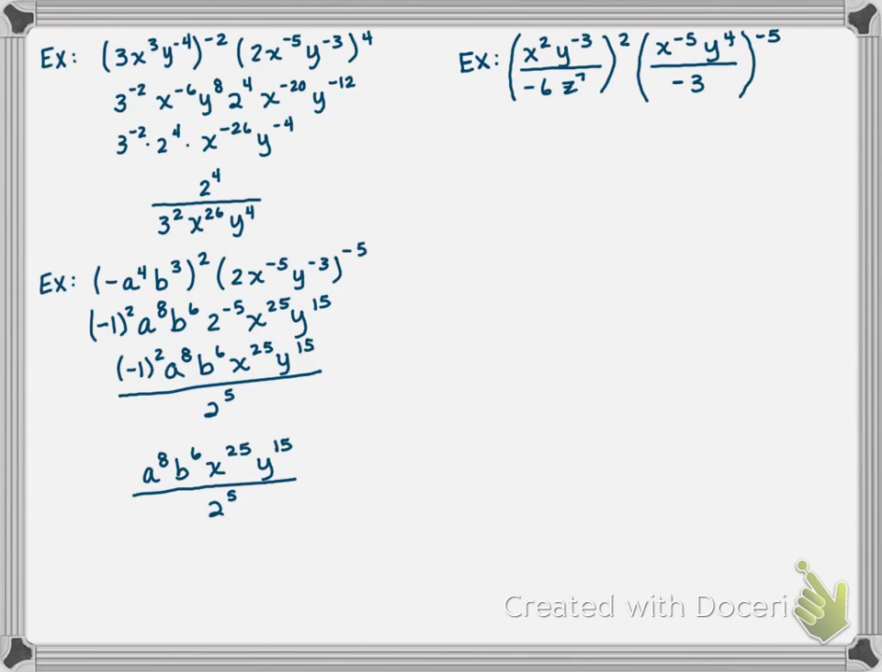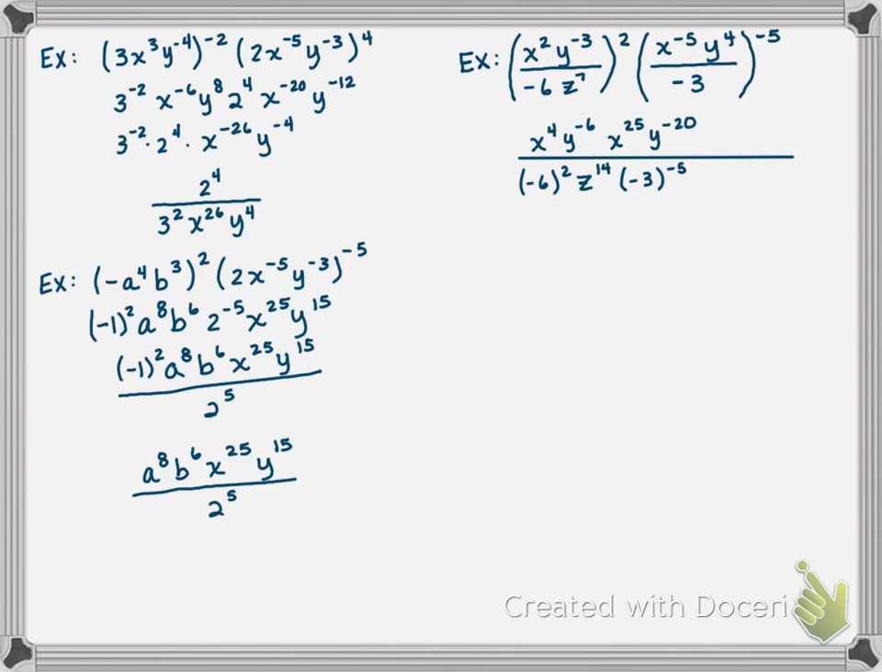Okay, here we go. Like I said, you can do just one big fraction. Then we have x to the 4th, y to the -6th. Then on the bottom, (-6) squared, and z to the 14th. And then just keep going with the next one. So x to the 25th, y to the -20th, and on the bottom, (-3) to the -5th.